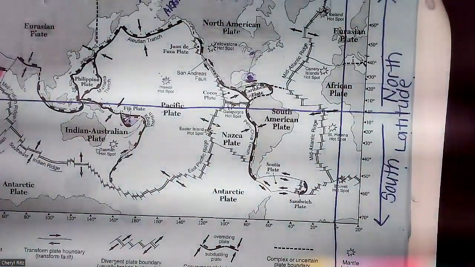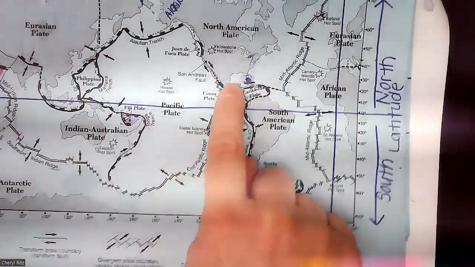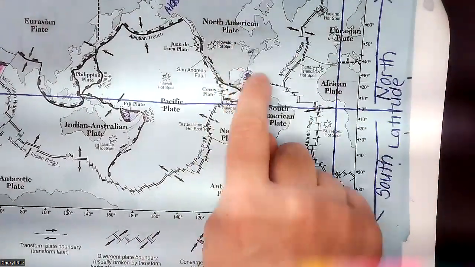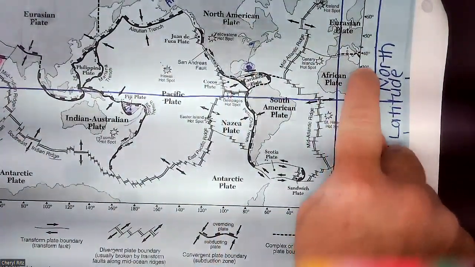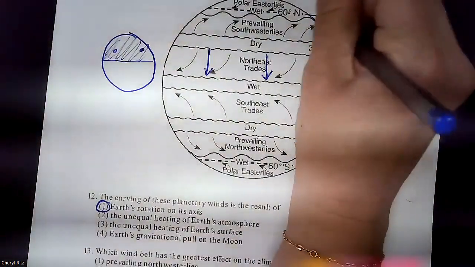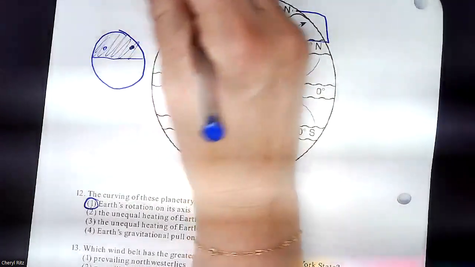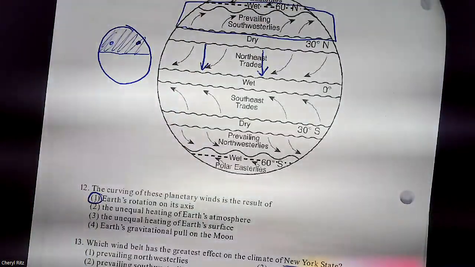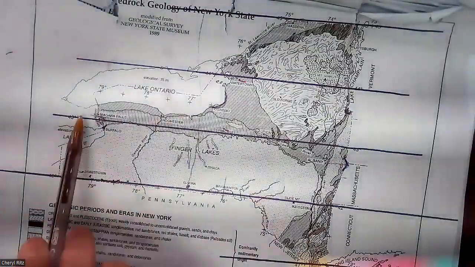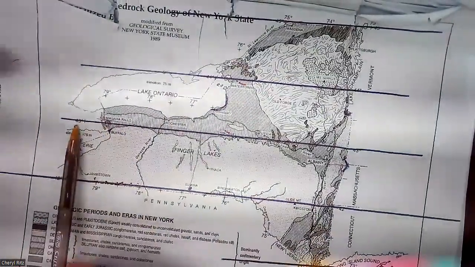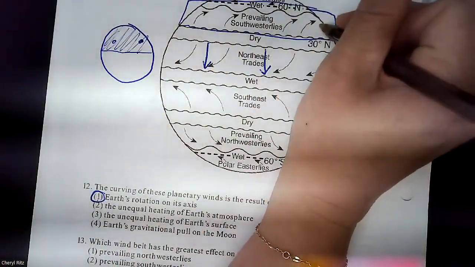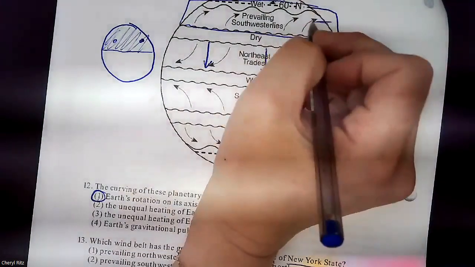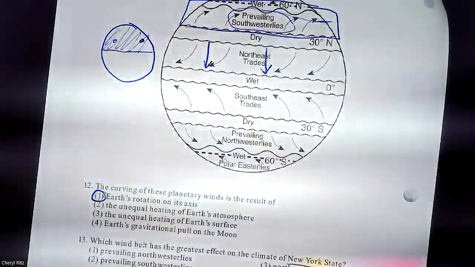But latitude-wise, you can see that all of North America, so from Florida up to Canada, is 30 degrees to 60 degrees. All of North America is in this section here. Or even better, you could have gone to this map and saw that Buffalo has a latitude really close to 43 degrees. Well, here's 30, here's 60. 40 would be in here. There you go, prevailing southwesterlies.